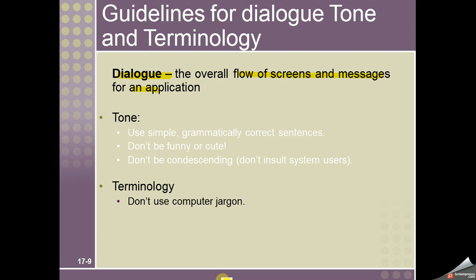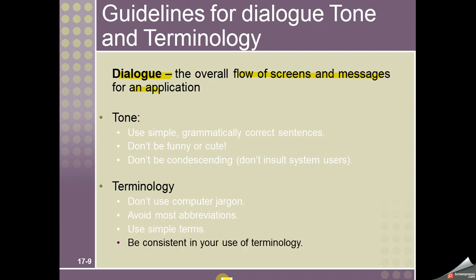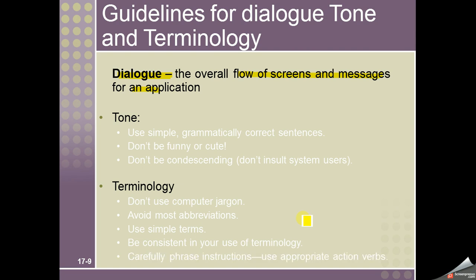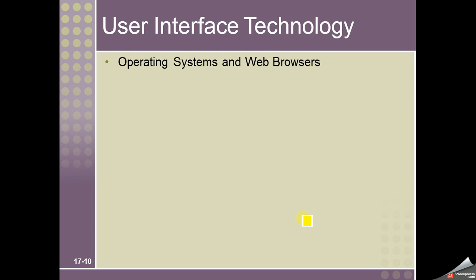For the terminology, do not use computer jargon. We have discussed it before as well. Avoid abbreviations or provide a legend to make them clear for the users. Use simple terms and be consistent in the use of terminology and the instructions and the design of the system. Carefully phrase the instructions, use appropriate action verbs. So these are some of the basic guidelines that help us in avoiding the common mistakes in user interface design.